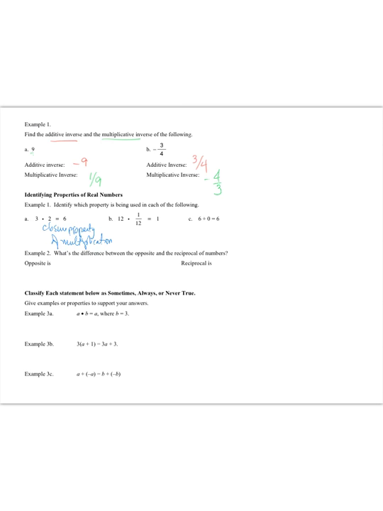Now let's look at the next example. You have a real number 12. You're multiplying it by hopefully what you recognize as its reciprocal, and that gives you 1. So this is the multiplicative inverse property that's being demonstrated. In the last example, you have a real number, 6. You're adding 0 to it, and you're getting the original number. This is the additive identity.